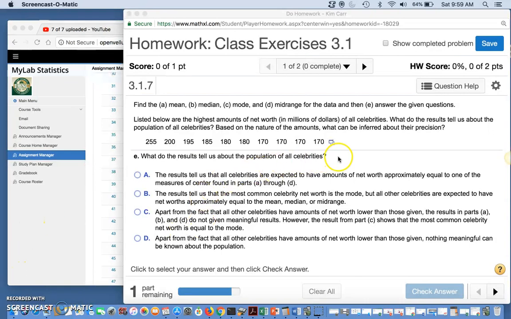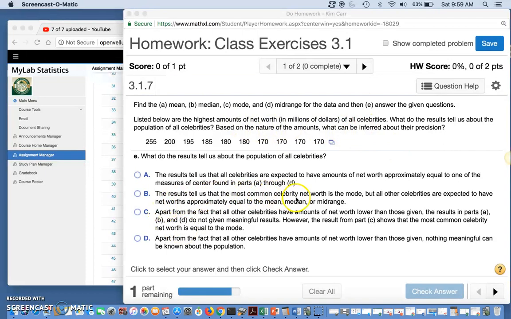What do the results tell us about the population of all celebrities? The results tell us that all celebrities are expected to have amounts of net worth approximately equal to one of the measures of center found. But now keep in mind what this actually is. These are the highest amounts. These are the people that are making the most. Okay? So it's not everybody, just those that are making the most.